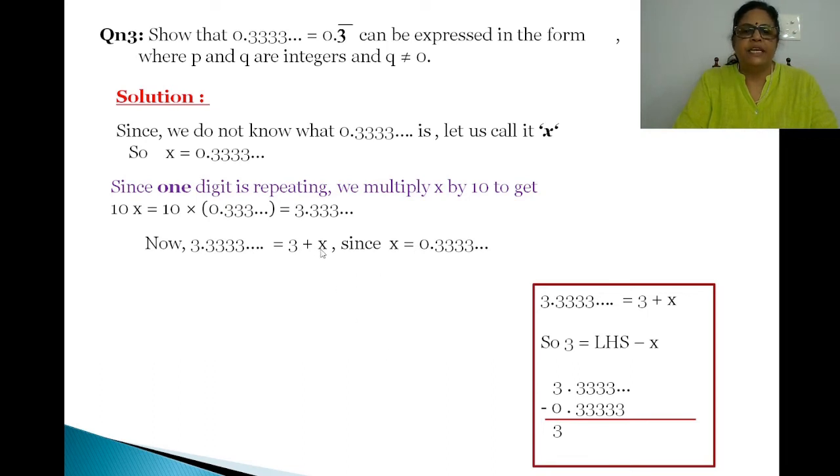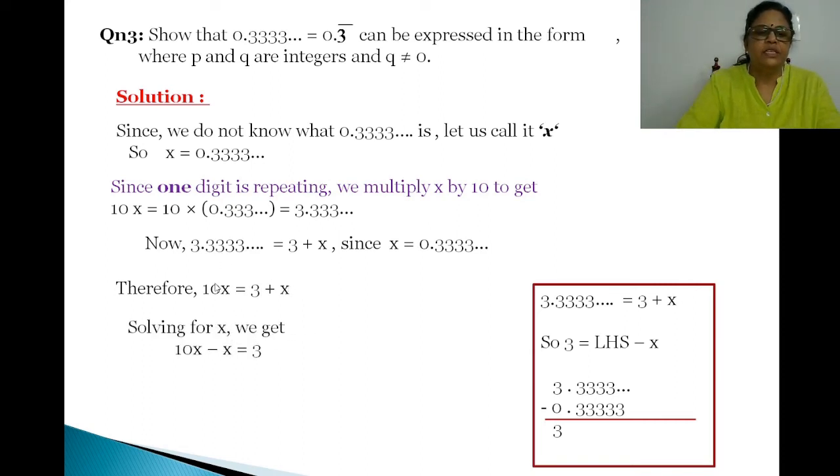So 3 plus x. 3.3333 etc. is equal to 3 plus x, where x is equal to 0.333 etc. So therefore, 10x, which is 3.333 etc., is equal to 3 plus x. Now we will solve for x. Here x is added, so we will subtract x. Solving for x, we get 10x minus x is 3. What is 10x minus x? That is 9x. 9x is equal to 3.